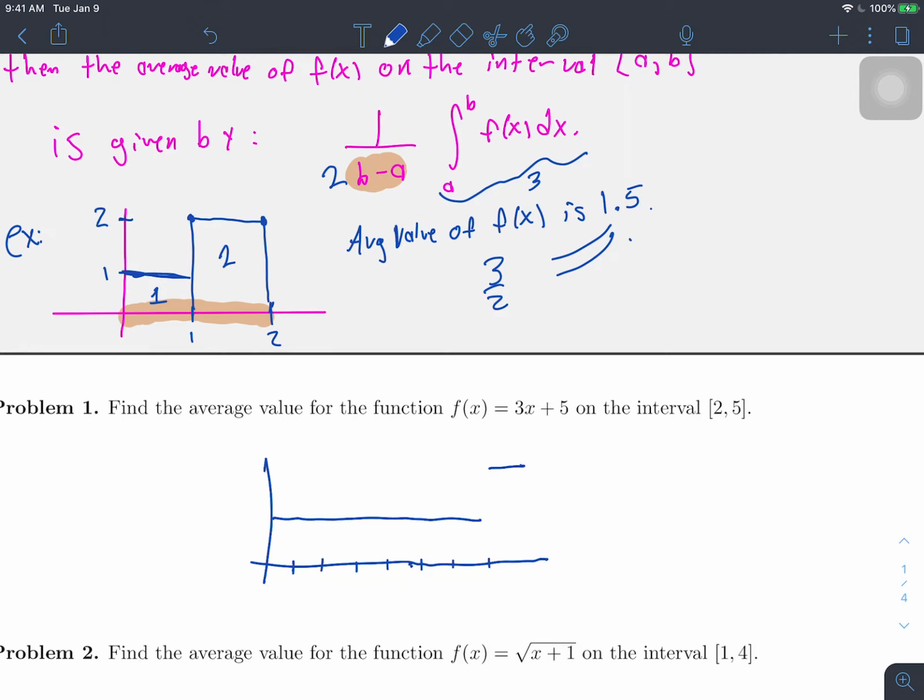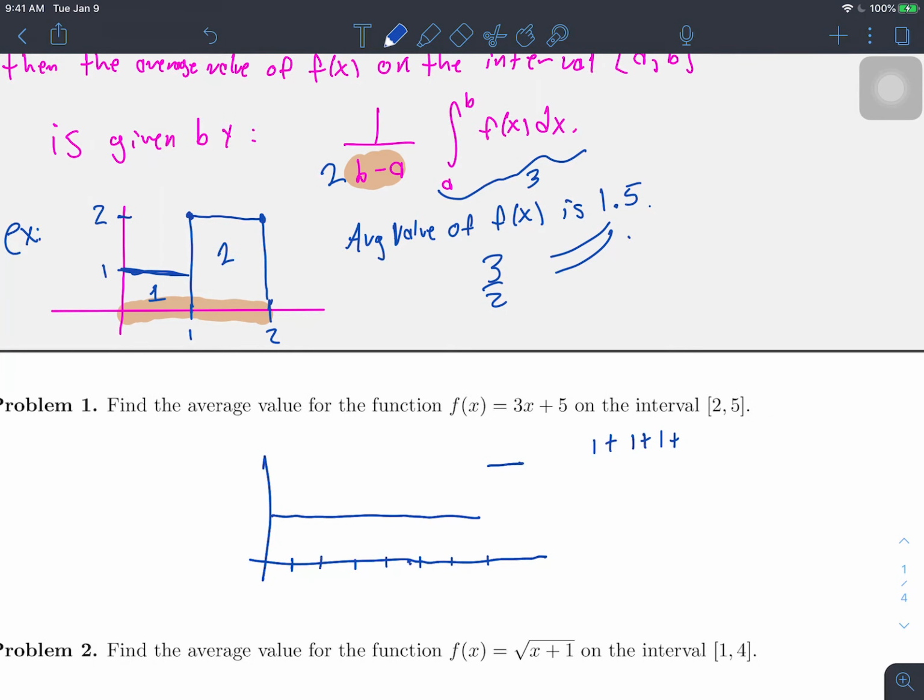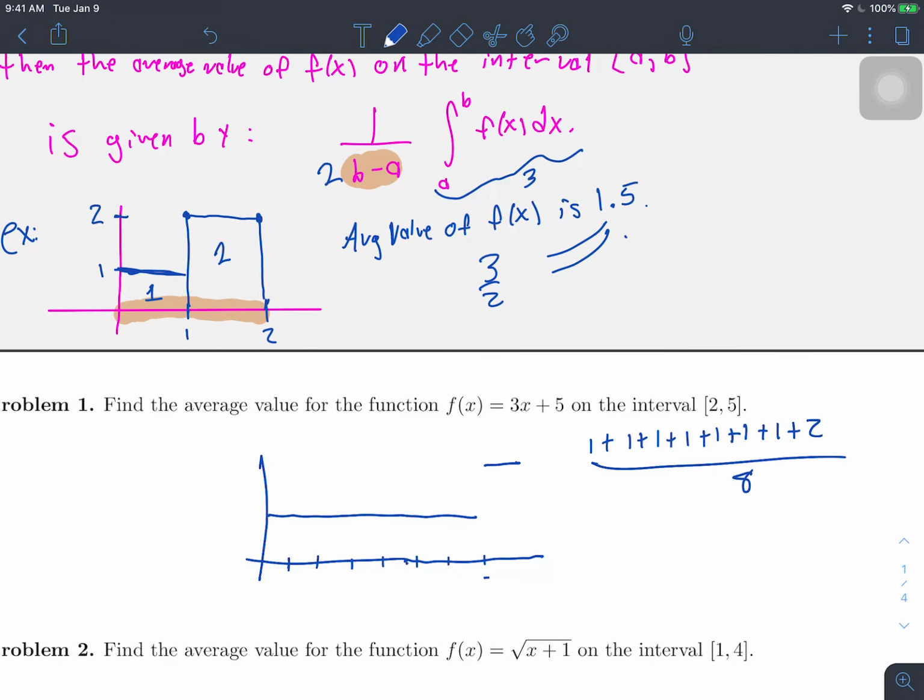and then we'd have to say, okay, let's see, we would take 1 plus 1 plus 1 plus, my God, how many do I have? 1, 2, 3, 4, 5, 6, 7. And then we take plus 2 and we divide that by 8. Right? That's what we would do to find the average value of that function.